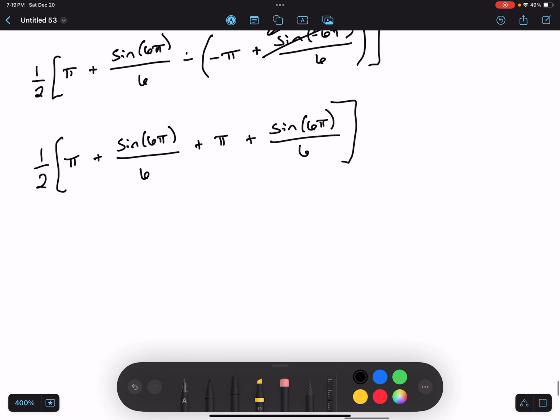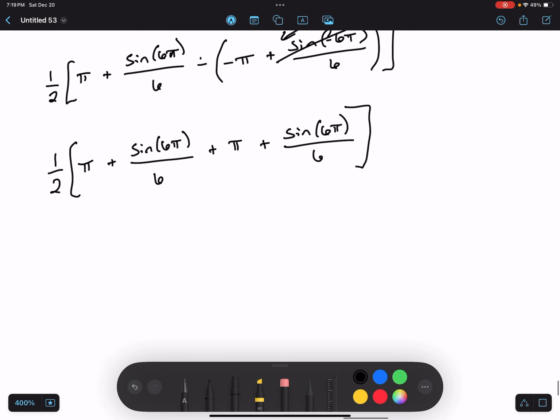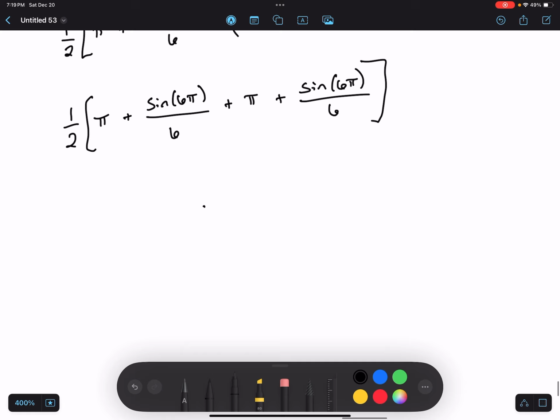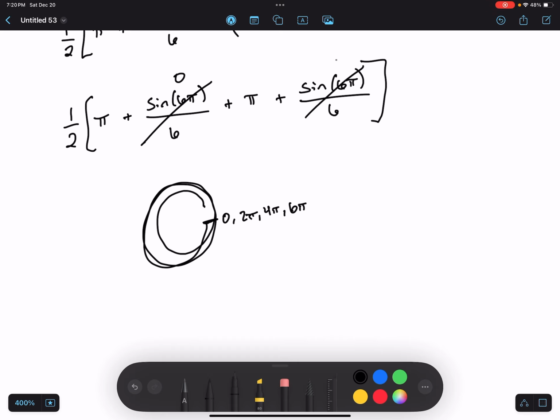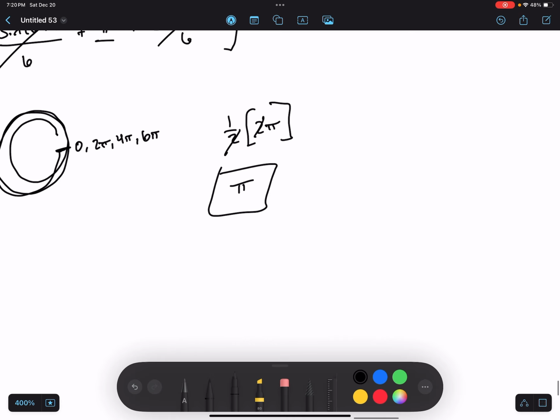Now what's important to note here is that sine of 6 pi is simply sine evaluated when you go around the unit circle 3 times and you land back at your original point, which is typically known as 0, or 2 pi, or 4 pi, or in this case 6 pi. And sine, the y value, at this point is 0. So this is really just 0, that is really just 0. So what we're left with is 1/2 times 2 pi, when you add that pi and that pi. Of course the 2's cancel, so we're just left with pi. And that is the solution to our integral.